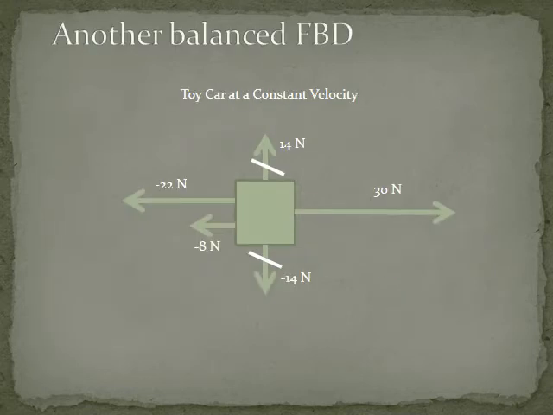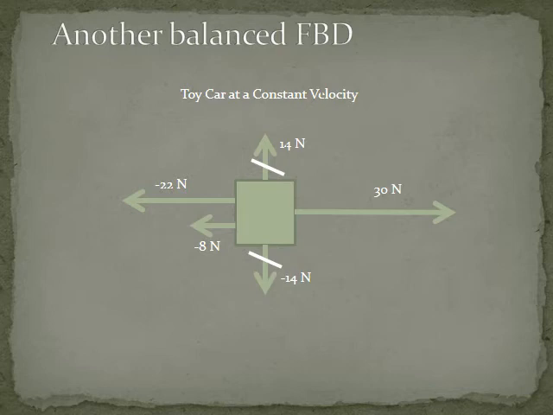Let's take a look at another free body diagram. This time I've drawn the whole diagram, and we'll talk about what we see on this diagram. This is a free body diagram of a toy car that's moving at a constant velocity. And a couple things to note about this diagram. We have that gravity force downwards, and this time I put a value in it. I said it was negative 14 newtons, negative because it's downwards.